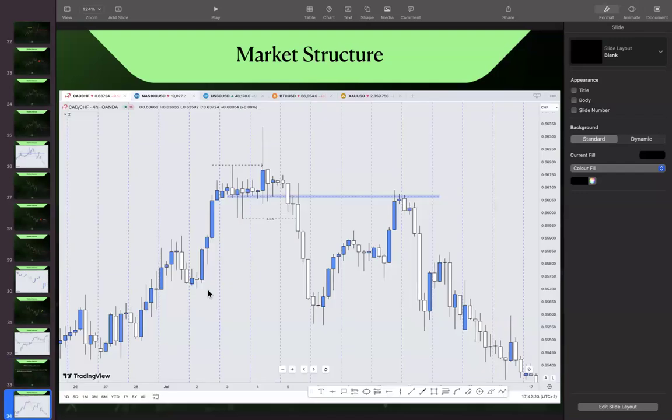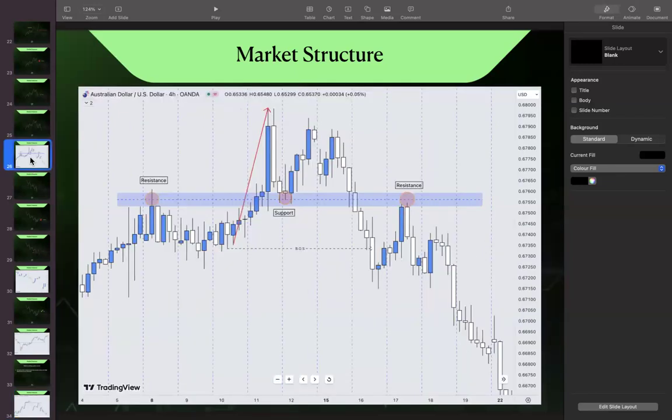So same like this one, we had the high, then we had price first make a new high, then break structure. Let's go to another example. We had a high here, first price made a new high, then broke structure. So we want to see that last structure high being put in.